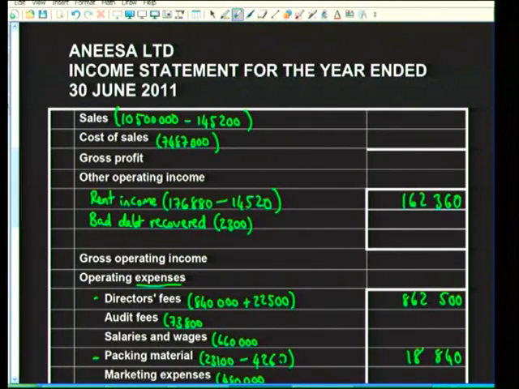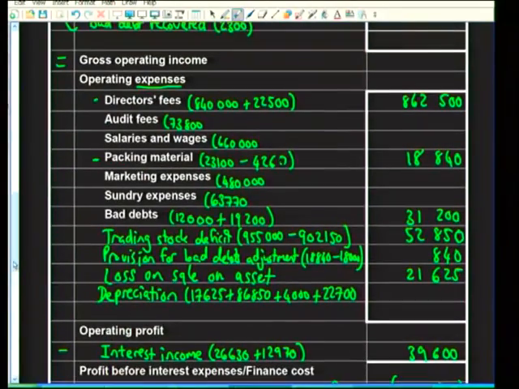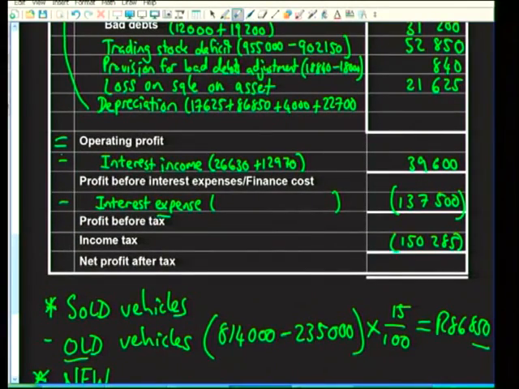So all you now need to do is calculate the answers to all of these brackets and rewrite them in the money column. Then, of course, you'd need to calculate your gross profit, which is sales minus cost of sales. You'd add your other operating income, and that would give you your gross operating income, and then you would subtract all your operating expenses, which you'd have to add together first, and that would give you your operating profit. Then you will have to add your interest income to get your profit before interest expenses. Then you would have to subtract your interest expense to give you profit before tax. Finally, you subtract your income tax, and that gives us the final answer, net profit after tax.